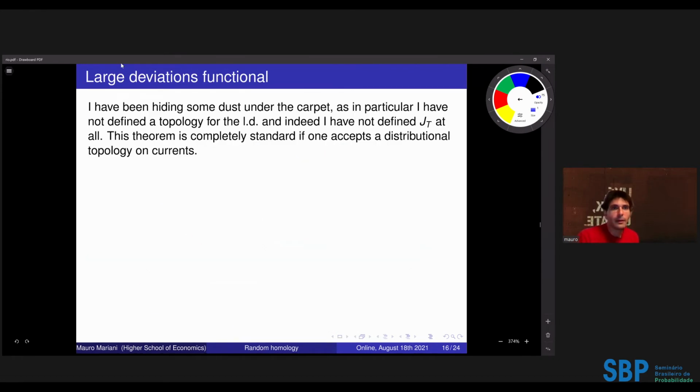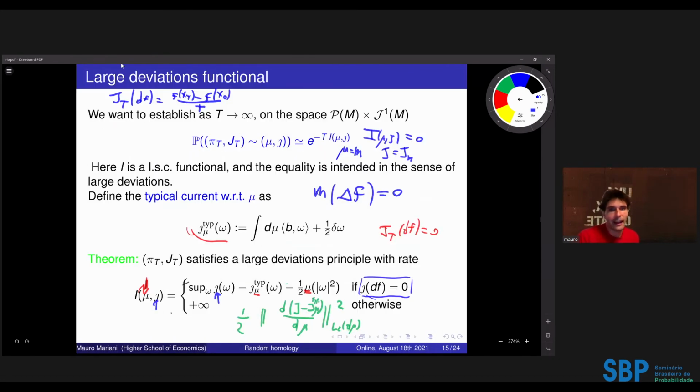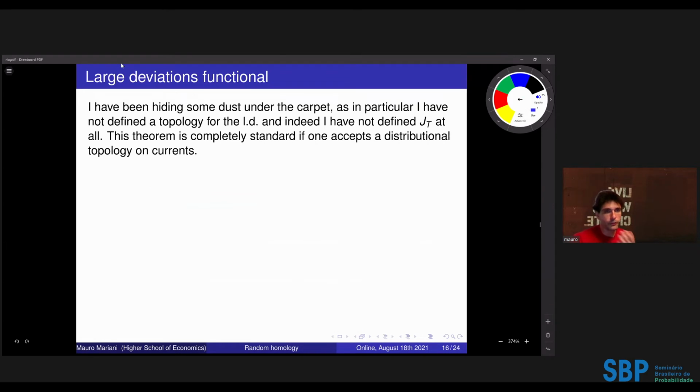So, in all this story, I'm just hiding the functional. If you want to prove this theorem in a space of distributions for currents, this is very simple, really. You just build the exponential martingale. If you ever did a bit of large deviations, you know how to do it, or if you do not, it's very simple.